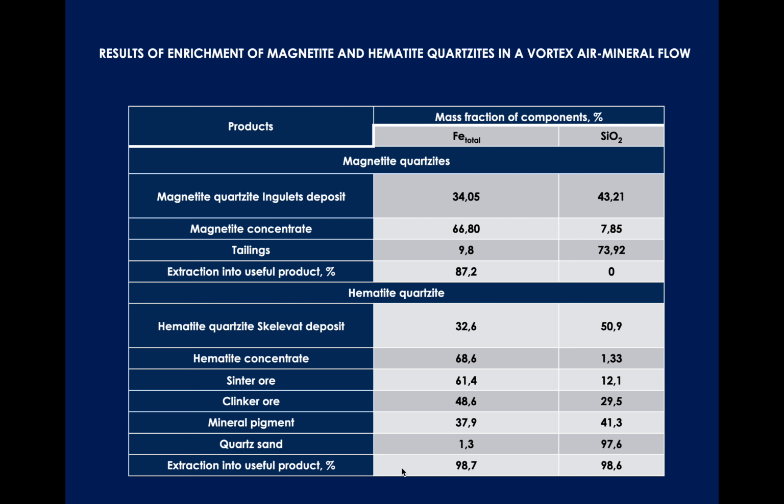The seventh, a more favorable option is the complex separation of hematite quartzites in a vortex air mineral flow. It ensures maximum savings in electricity and mineral resources, ensures the production of high-quality iron ore concentrate suitable for the direct reduction of iron and other marketable products. The eighth, the absence of water, flotation agents, and heating makes the process environmentally friendly and compliant with the principles of the circular economy.